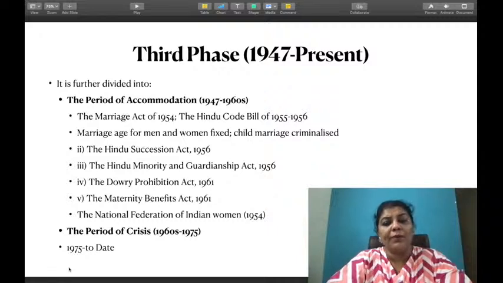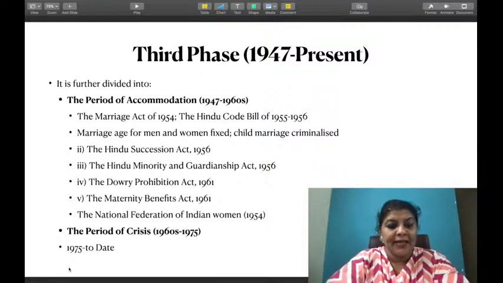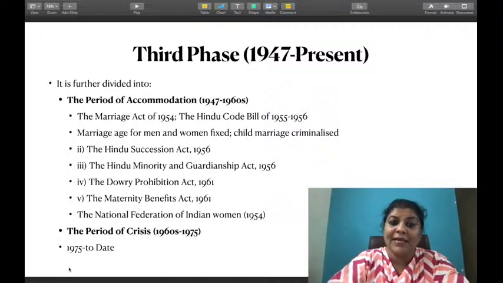Slowly, so many organizations that we are aware of came into being, like SEVA, for example, National Commission for Women, then National Council for Women, and so on and so forth. SEVA is a very important association that gave women employment. Ordinary poor women, etc., found lots of employment because of SEVA.